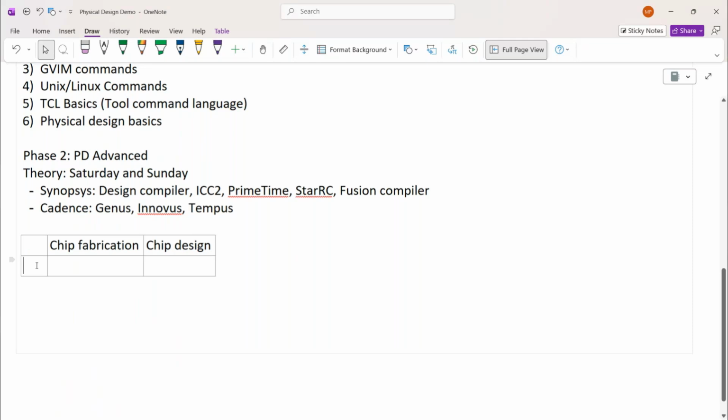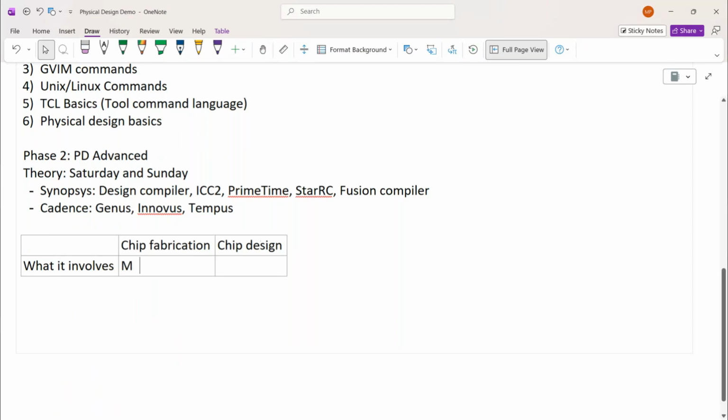And what is being fabricated is designed by you. The design engineers are again divided into front end and back end, and then subdivided into different streams. So this is the difference. Now let me give you the idea of what chip fabrication involves.